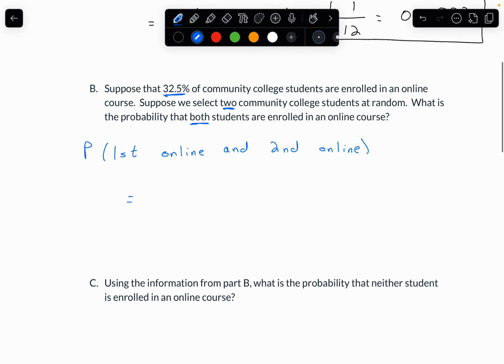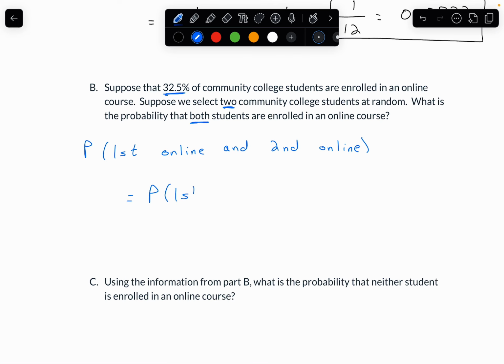So if that's the case, we can find the probability that the first one is an online course, and then multiply that by the probability that the second one is also in an online course. In this case, the probability that the first is in an online course is 32.5%, or 0.325. Okay, we have our first probability. And then the probability that the second is in an online course is also 32.5%, or 0.325. So I'm just multiplying these two numbers together once again.